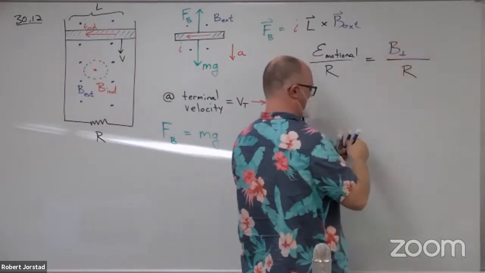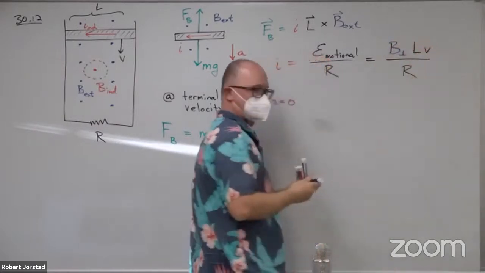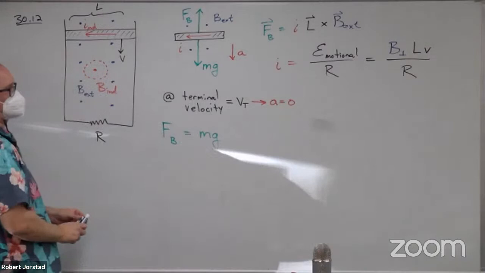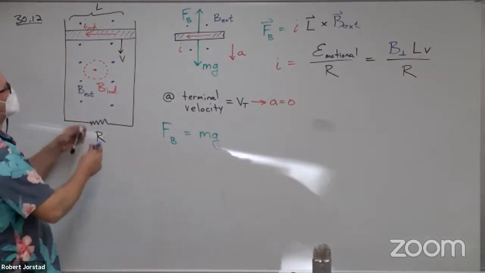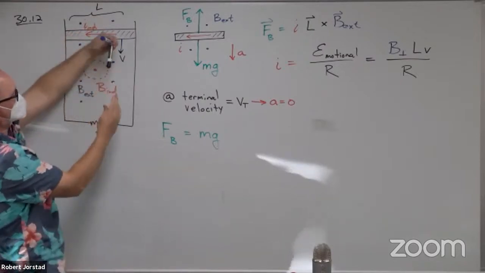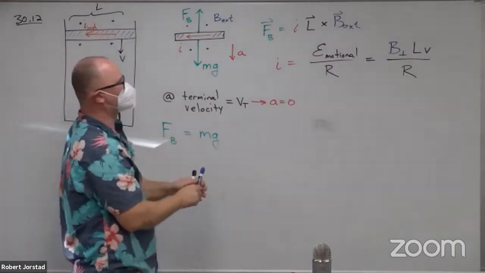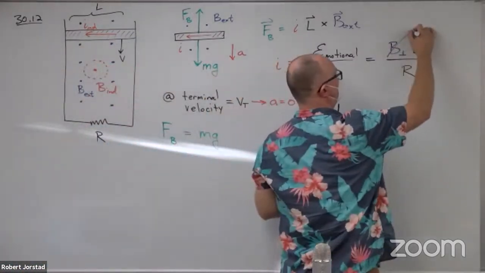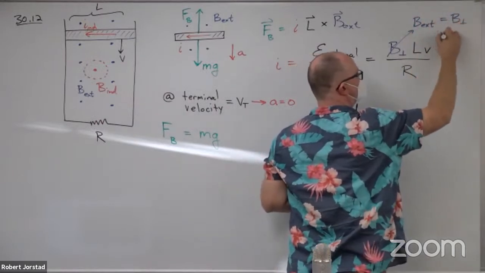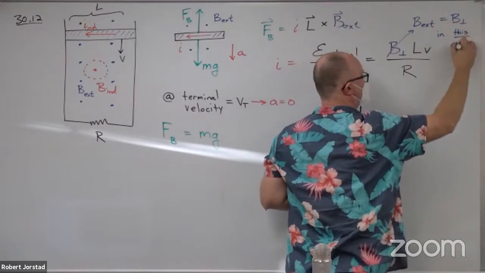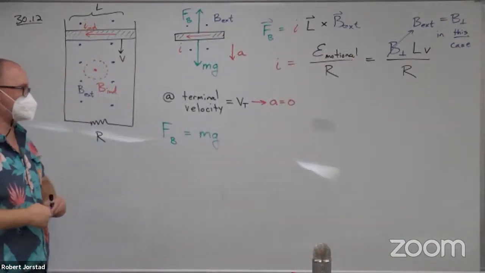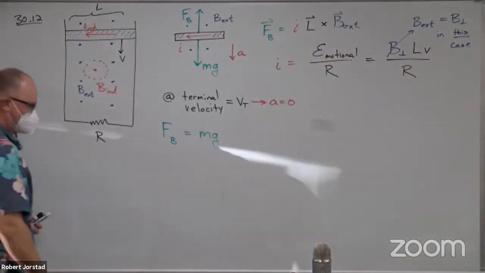B perpendicular, L, V. In this case, is B perpendicular all of it or some of it? When I say B perpendicular, I mean the amount of B perpendicular to velocity. Are they perpendicular in this case? Yes. So it's all of it. I want to emphasize there are cases where that's not true. If I angle things, then it might not be true.